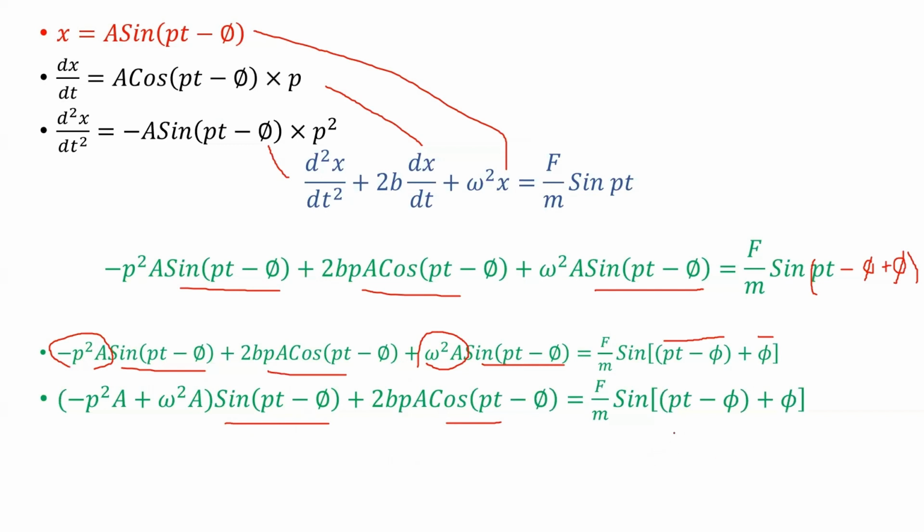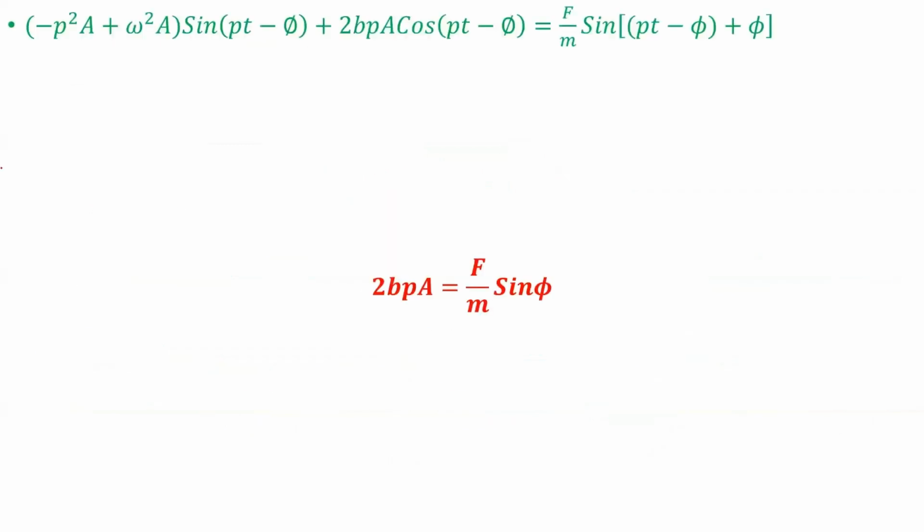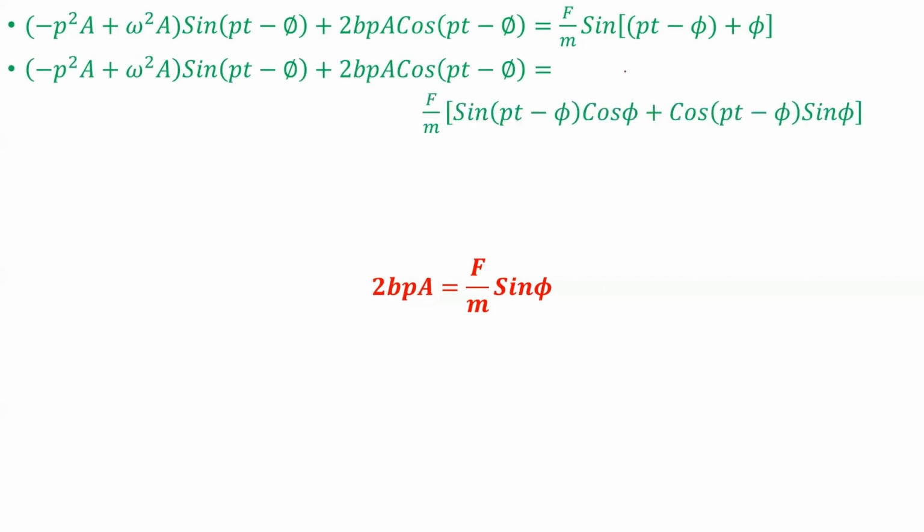So now on the right hand side, sine of A plus B is there. We can apply that formula: sine of A plus B equals sine A cos B plus cos A sine B. See here, now the left hand side is the term here, and the right hand side, sine of (pt minus A), I can write as sine A cos B plus cos A sine B. And the left hand side is as it is here.